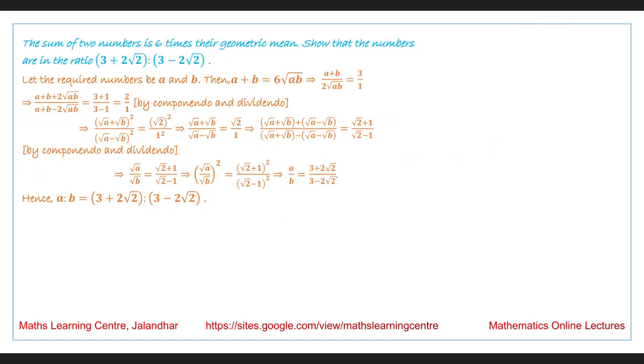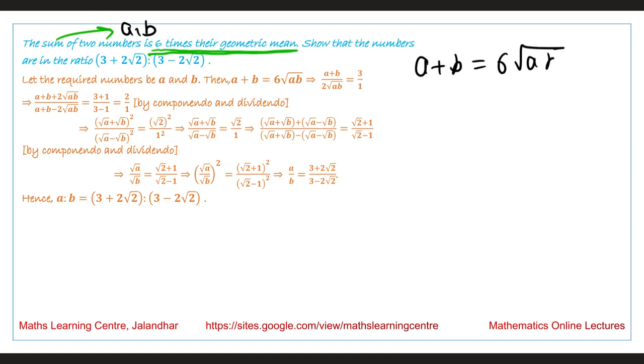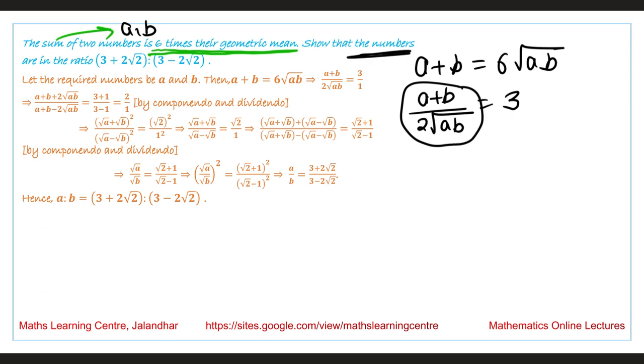Next is, the sum of two numbers is 6 times their geometric mean. So suppose the two numbers that we have are a and b. It is given that a plus b is equal to 6 times their geometric mean. So we get (a plus b) divided by 2 times square root of ab is equal to 3. Why are we writing it in this form? Because we want to find the ratio of the numbers.